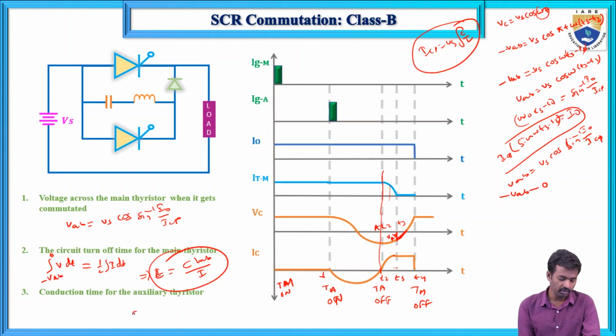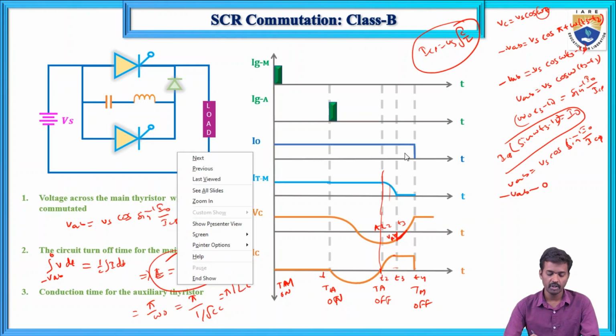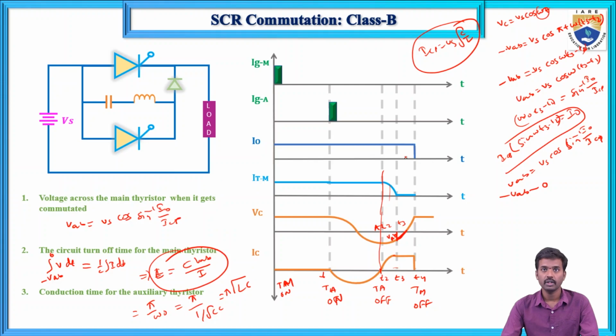The conduction time for this one is pi by omega naught, that equals pi by 1 by square root of LC, that equals pi into square root of LC. So these are the main formulas. In this way, in class B commutation, the main thyristor SCR will be turned off.